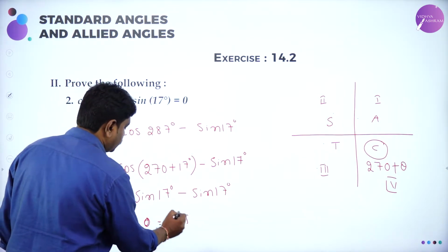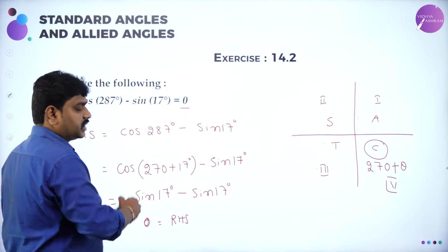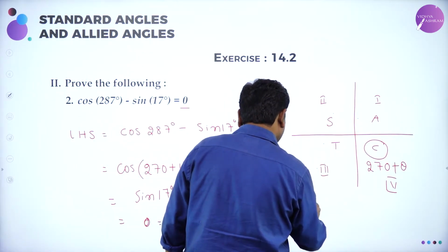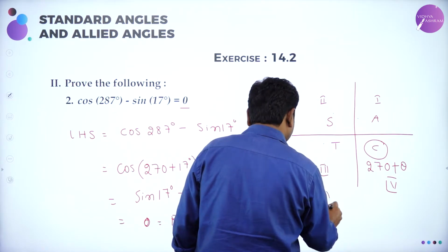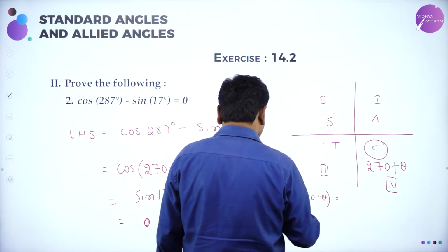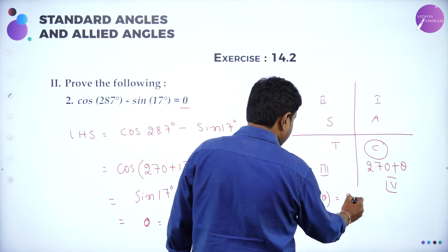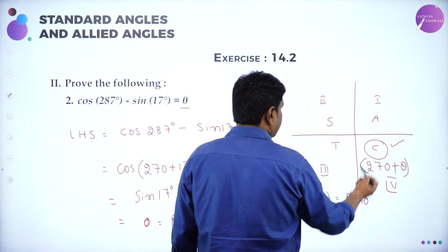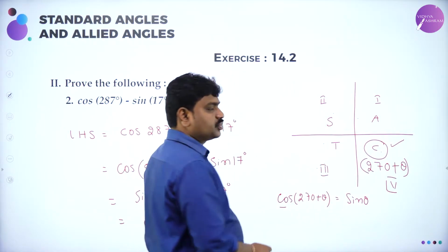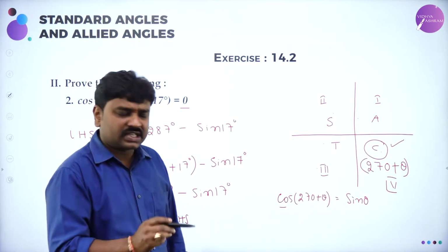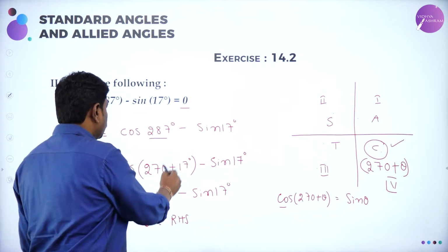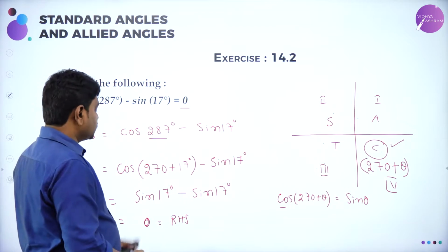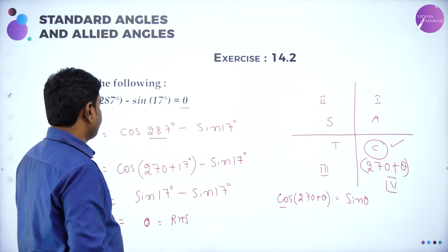So we need 0, we got it. But what is the basic thing you have to understand. Cos of 270 plus theta means for 270 the function changes to sin theta. 270 plus theta lies in fourth quadrant. Therefore, in fourth quadrant the alphabet is C, which matches for positive sin theta. Cos of 270 plus theta is sin theta. And 287 I wrote as 270 plus 17. Cos of 270 plus 17 is sin 17. Sin 17 minus sin 17 becomes 0.